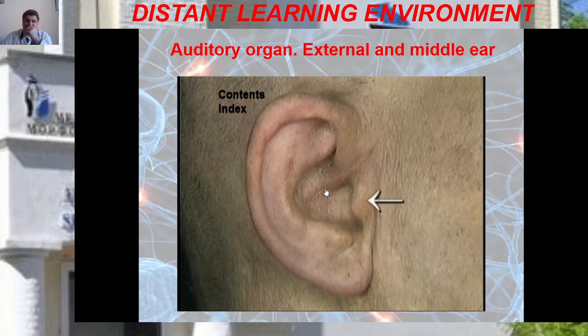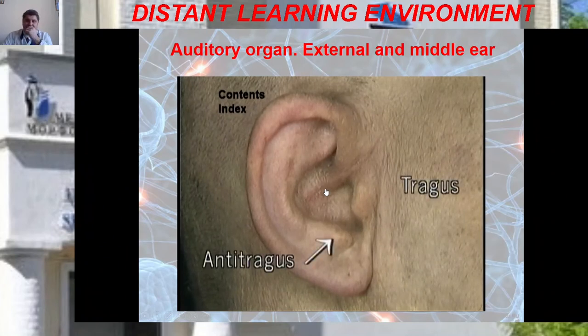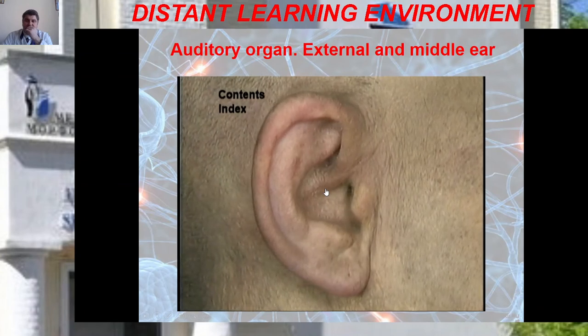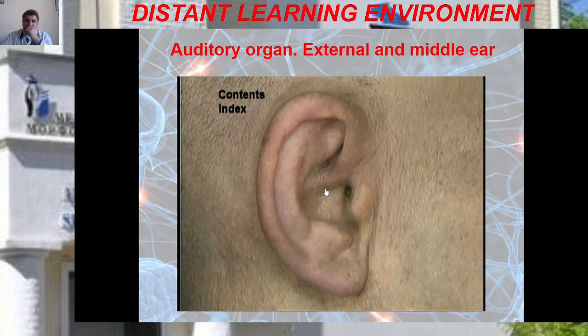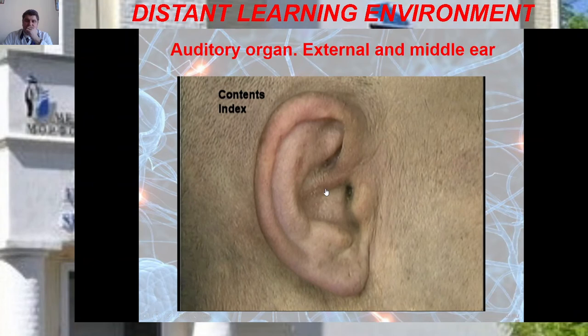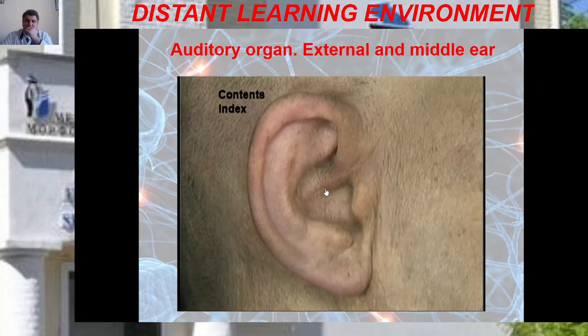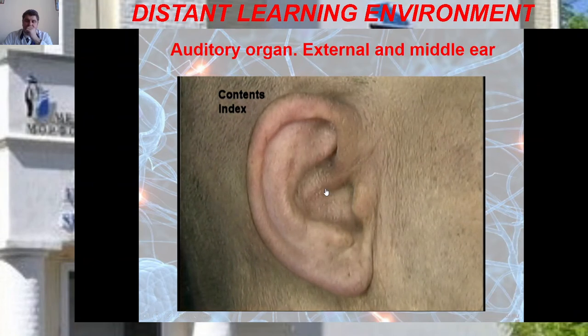Two projections, the tragus and the antitragus, partly hide the entrance to the external auditory meatus. The shape of the upper three quarters of the auricle is determined by the cartilage that forms its framework. We'll divide the auricle along this line to see the cartilage.